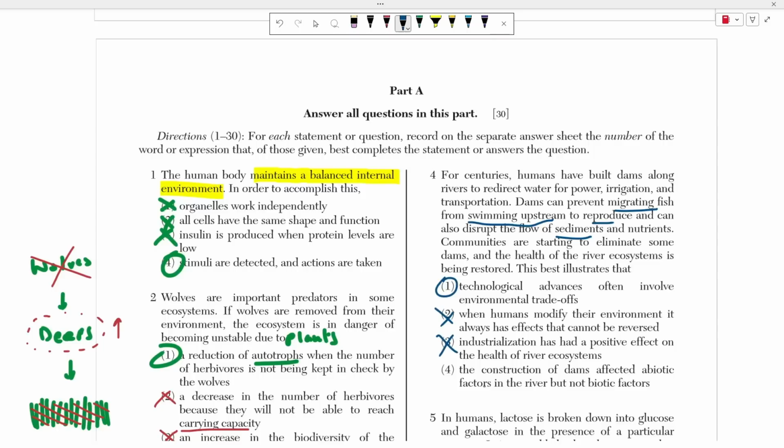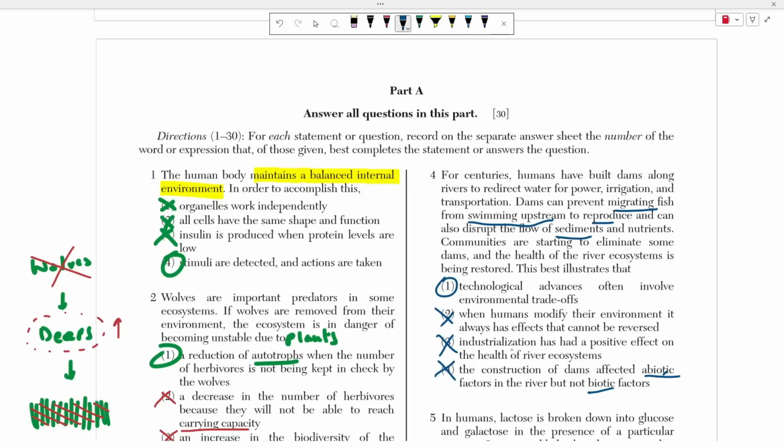Choice 4 says that the construction of dams affected abiotic factors in rivers, but not biotic factors. This is also false. Remember that abiotic factors are non-living, and biotic factors are living, right? So yes, there were some abiotic factors, like the sediment. Sediment is dirt and clay in the water that settles to the bottom. That's abiotic. That's not alive. But what about the migrating fish that swim upstream? They're alive. That's a biotic factor that the construction of a dam affected.